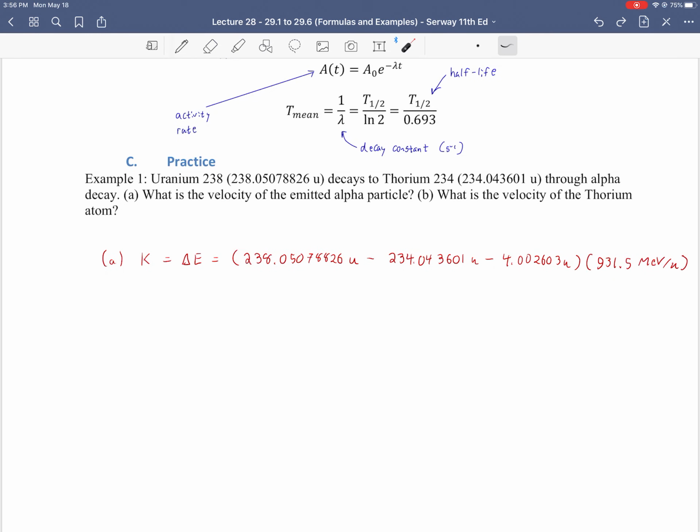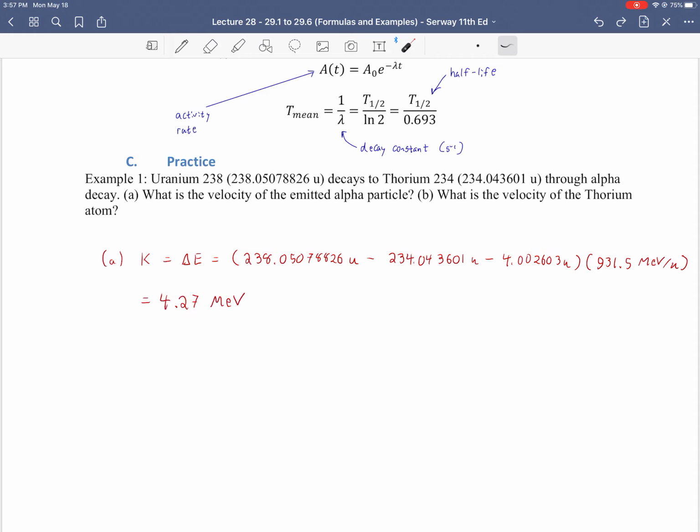So the first thing we're going to do is find the total kinetic energy. And this is going to be the change in the energy of the system. We're going to find this using E equals mc squared, relating the change in mass to energy, right? Because here's the original uranium. This is what the uranium is becoming, the thorium plus the alpha particle. And then we're multiplying by the relationship between mass and energy. Okay, so we're directly relating mega electron volts to atomic mass units.